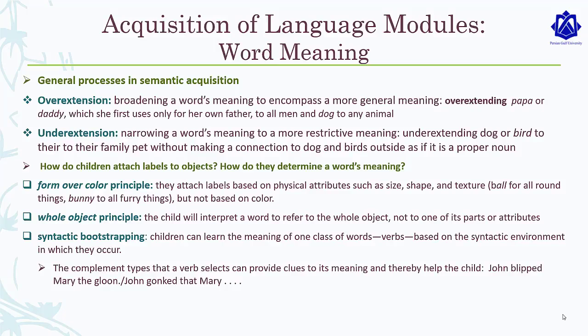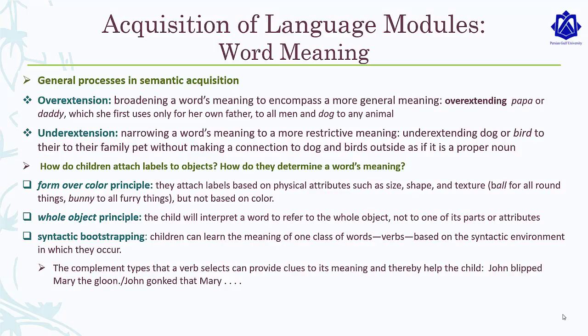So, one of the principles that children use in order to learn the meaning of a word is the form over color principle. If they are told to call something a word, that would refer to their shape, to their size, rather than color. They attach it to size, shape, rather than color. They won't take it for color. They learn colors later.